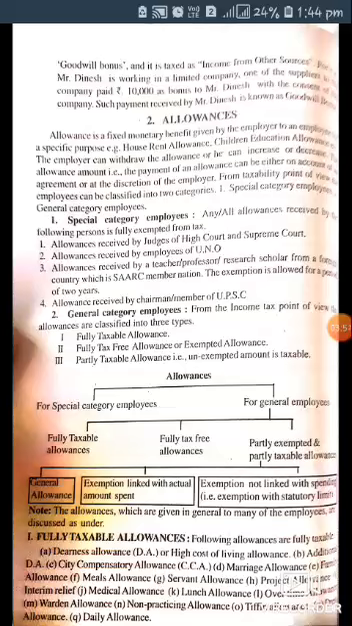Marriage allowance, family allowance, meals allowance, servant allowance, project allowance, interim relief allowance, medical allowance, lunch allowance, overtime allowance, warden allowance. So these are the taxable allowances. If any employee is getting these allowances, those are all taxable.